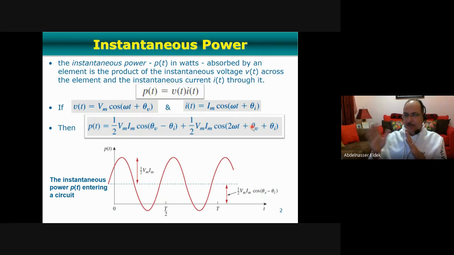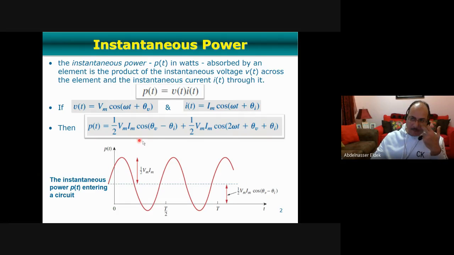Then as you see here, the power has two terms. One is constant, which is this one here, and the other one is variable, a function of time. So this one is not a function of time. So when you plot it, you will notice that this one here will be the average, and this one is the one that is variable. So you see here, the average power is this value, which is 1/2 Vm Im cosine of the difference between theta V and theta I. And this part here is a variable part.